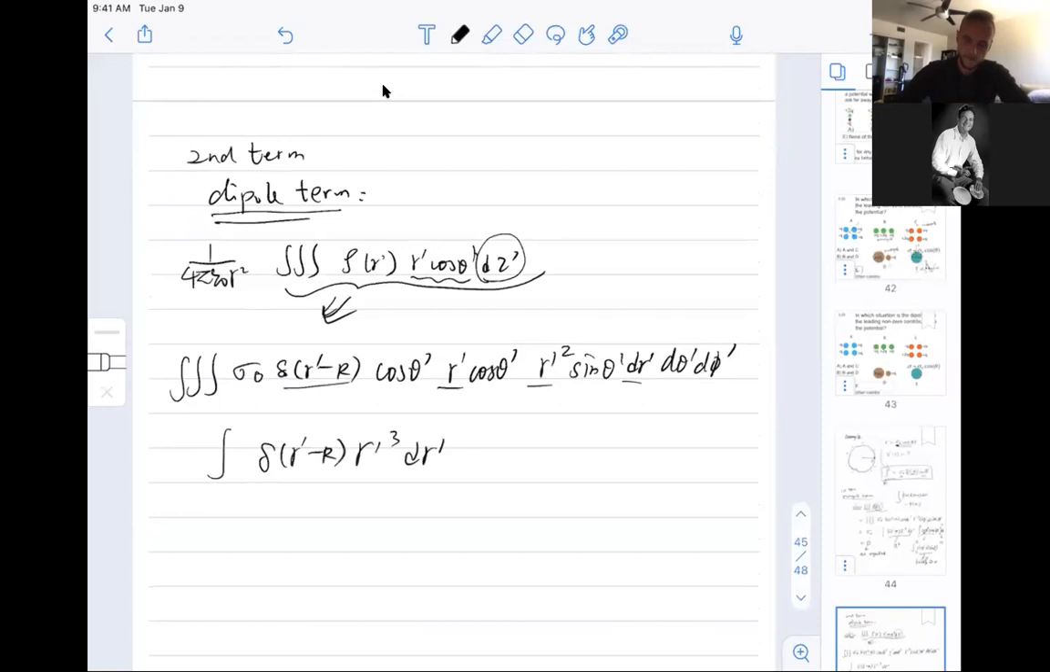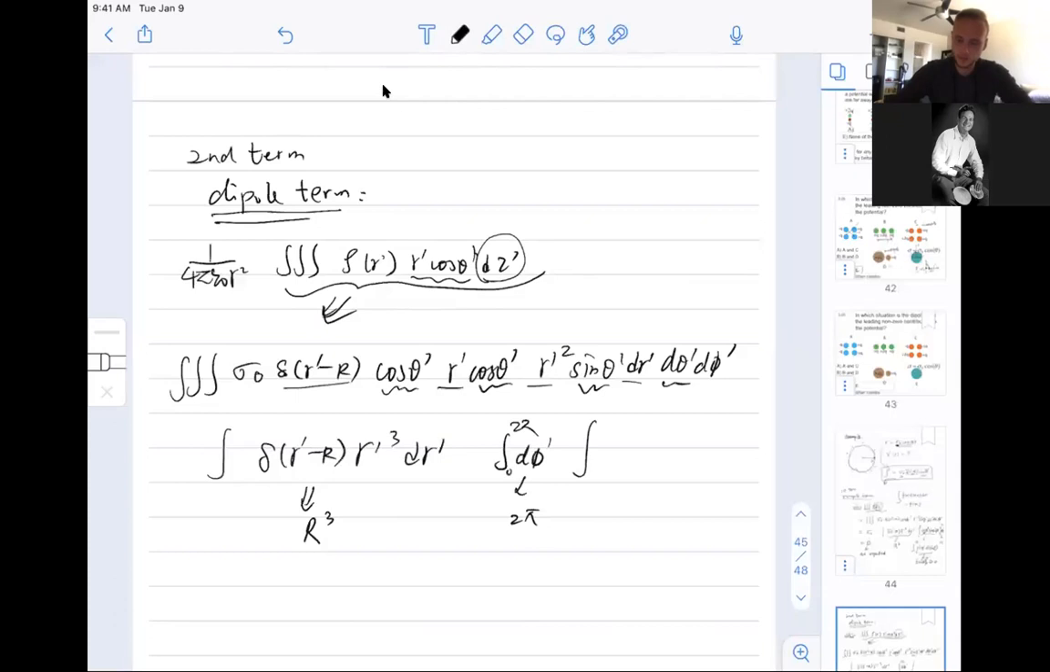And d phi is also the easier one. This one gives you r cubed. The d phi gives you 2 pi. The one that's a little bit complicated is the theta one. So look at this. How do we do the integration?